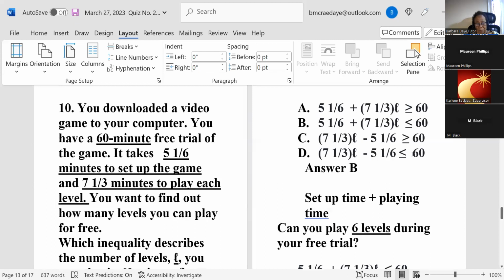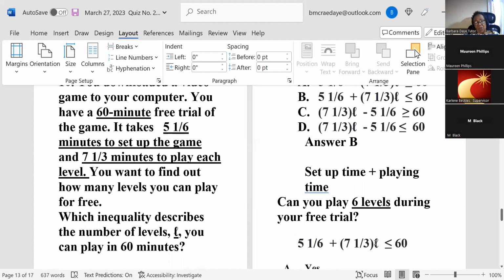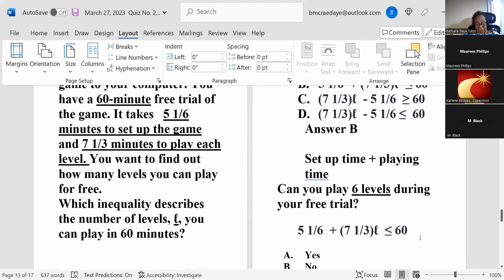What did you say I should put where L is, miss? 6. Yeah, you put 6. Substitute 6 right there. And you don't really need to use the fractions, because you can see 6 times 7 is 42. Add the whole number 5, that's 47. That's less than or equal to 60. So you can play the 6 levels.